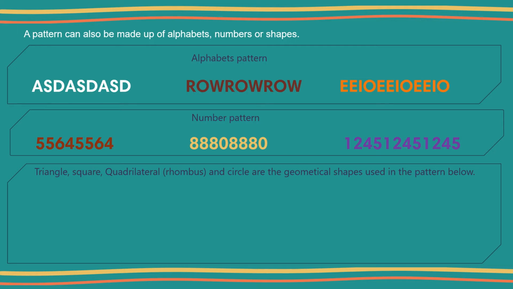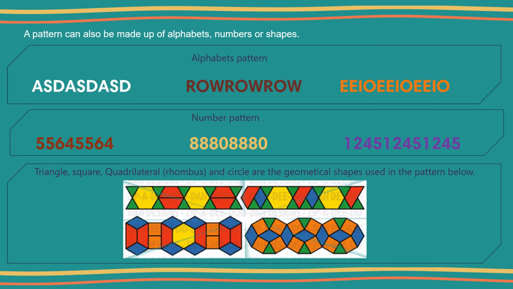Triangle, square, quadrilateral, rhombus, and circle are the geometrical shapes used in the pattern below. Students, can you see that different types of geometrical shapes are used in this pattern?